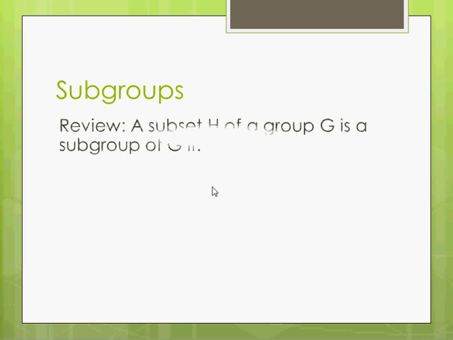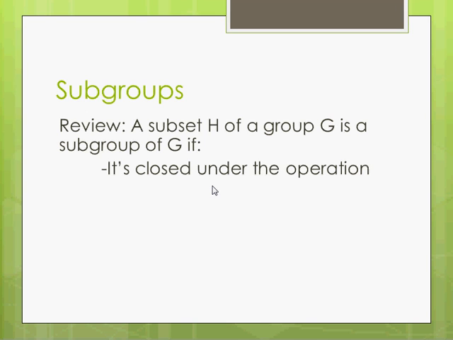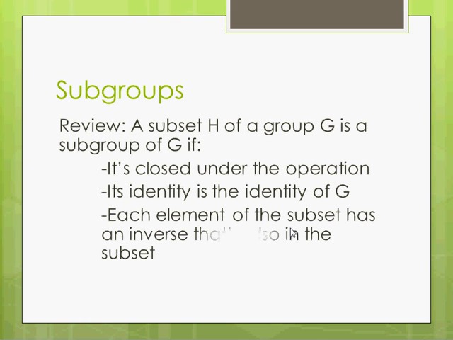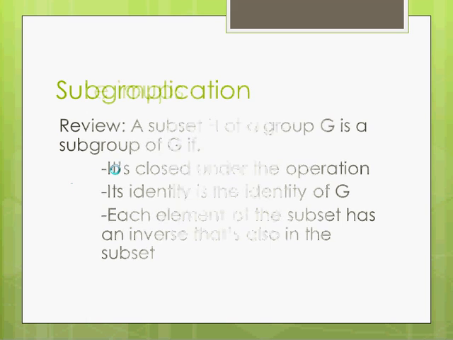First thing we're going to talk about, just a quick review on subgroups, what it means. It's got to be a subset of the group, and it's got to be closed under the operation. The identity has to be the same identity as in the bigger group, and each element of the subset has to have an inverse that is also in the subset. That's just a review from the previous video, and I'm not going to go through all the proofs, so we're just going to move right along.